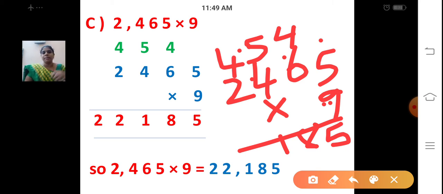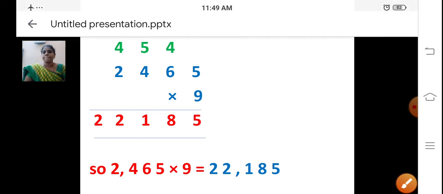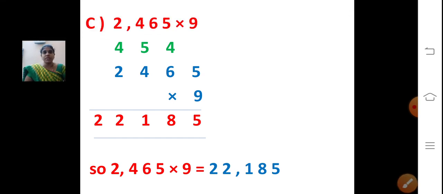Then multiply the digit at the thousands place by 9 again. 2 9s are 18. 18 plus 4, 19, 20, 21, 22. So the answer is 22,185. When you multiply 2,465 by 9, the answer is 22,185.